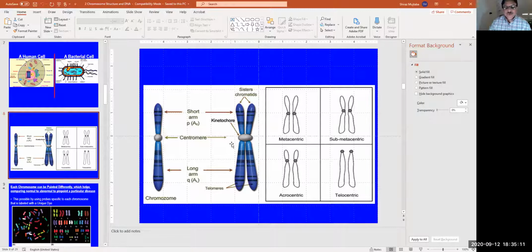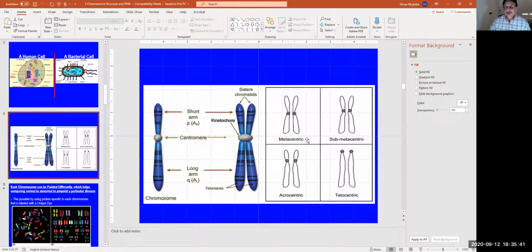Now when the chromosome duplicates, you see here there are additional chromatids. The relationship between these chromatids is referred to as sister chromatids. At this stage, when the chromosomes are duplicated, cells are ready to divide. So cells get connected to spindle fibers, and that's through the kinetochore. The kinetochore attaches to the centromere.